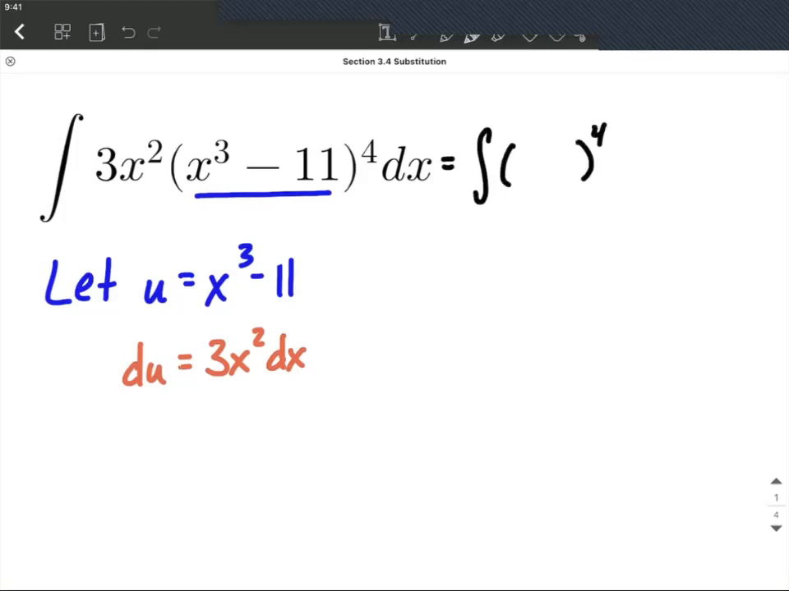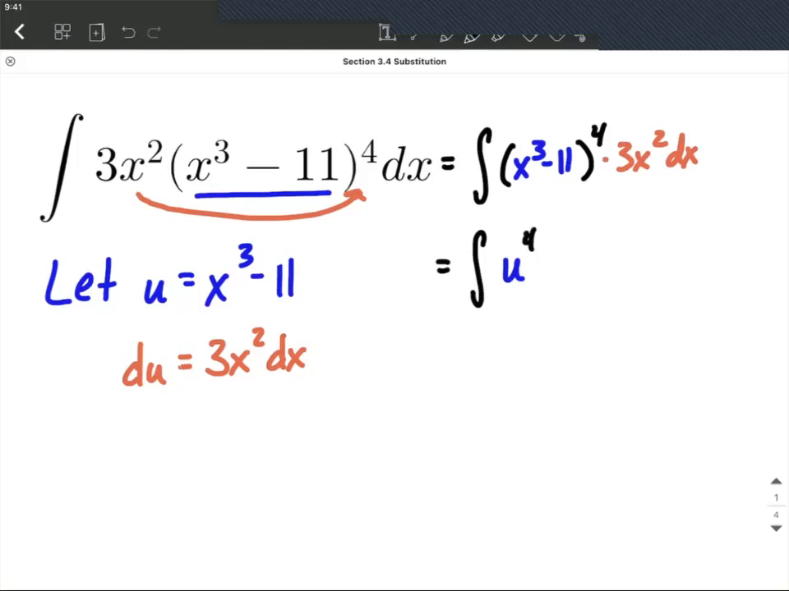All right, what I'm going to do is we still have x cubed minus 11 raised to the 4th power, but I'm going to take this 3x squared and move it to the end here. So that's times 3x squared dx. Do you see how everything pretty much lines up exactly how we want it to at this point? For the x cubed minus 11, we can replace that with a u, still going to be raised to the 4th power. And for the 3x squared dx, we're going to replace that with a du.